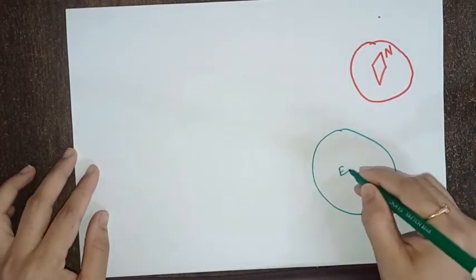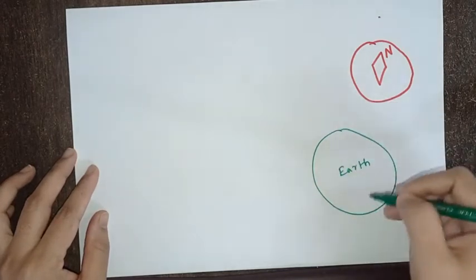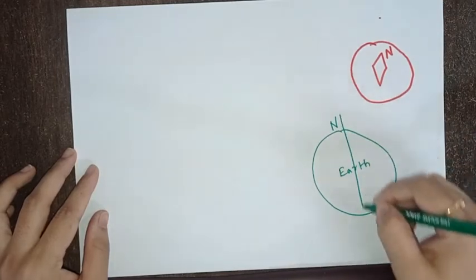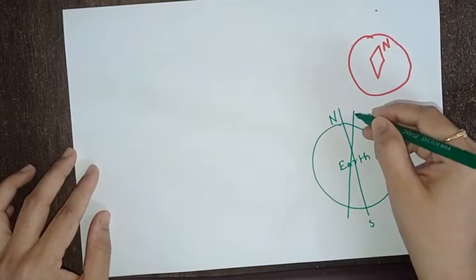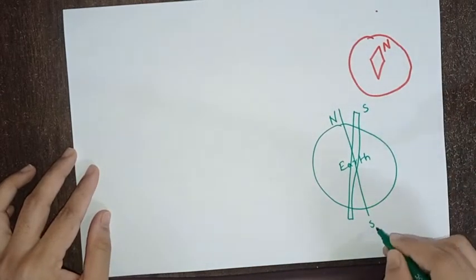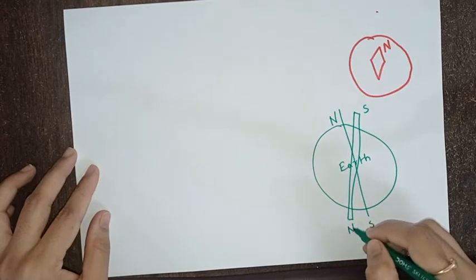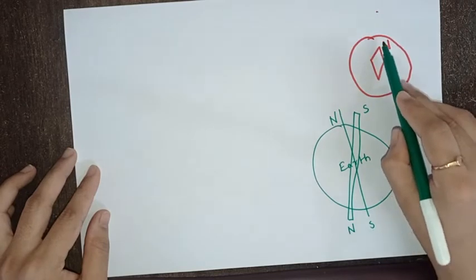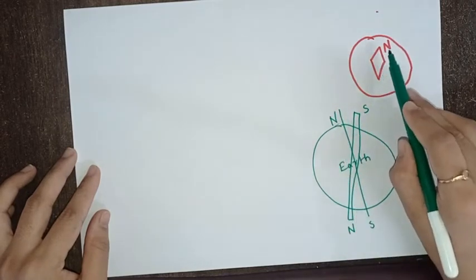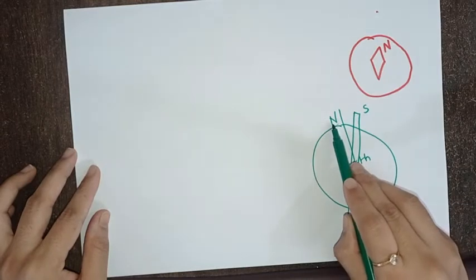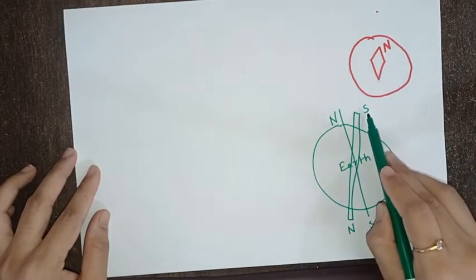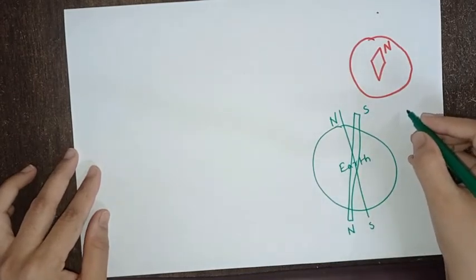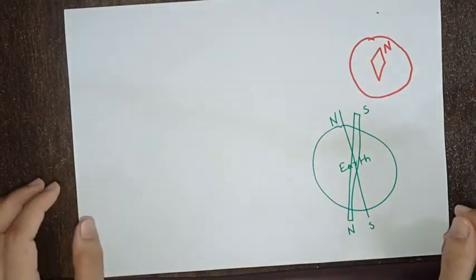This is our Earth and it has its own magnetic field, and the geographical north pole is the magnetic south pole, and the geographical south pole is the magnetic north pole. So when this compass is pointing towards north direction, it is pointing towards geographical north, but it is attracted towards the magnetic south, because unlike poles always attract each other and like poles always repel each other.